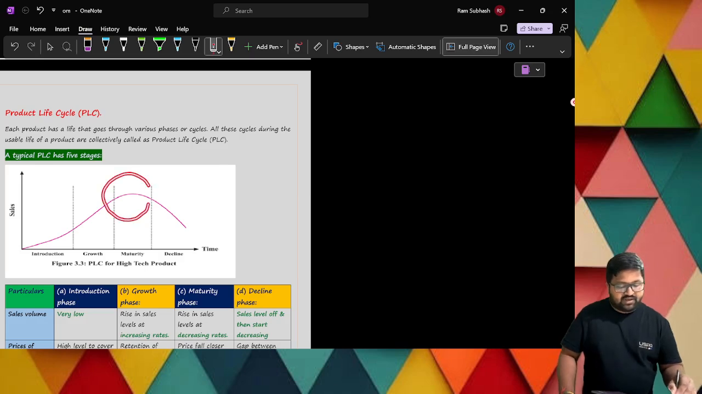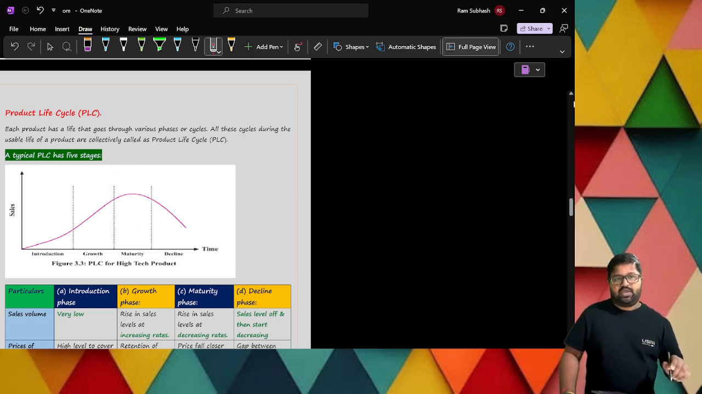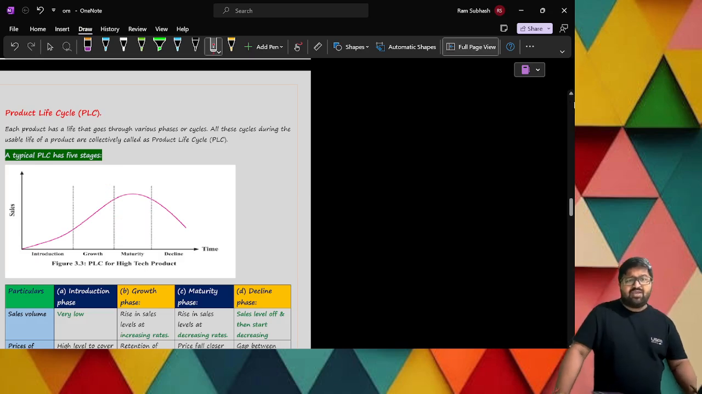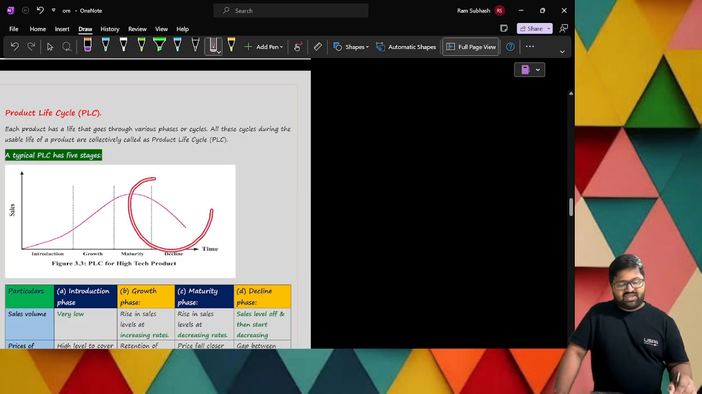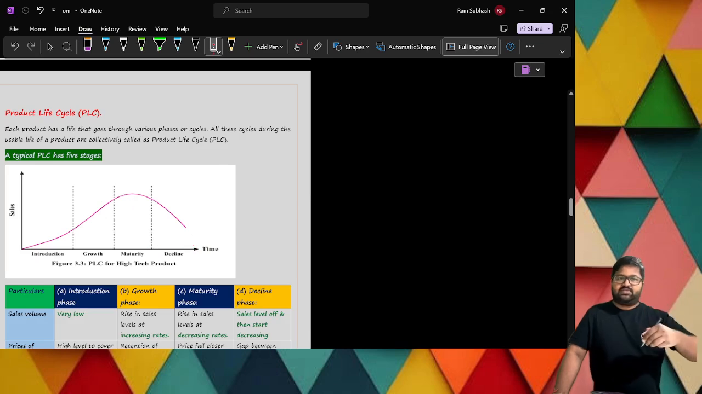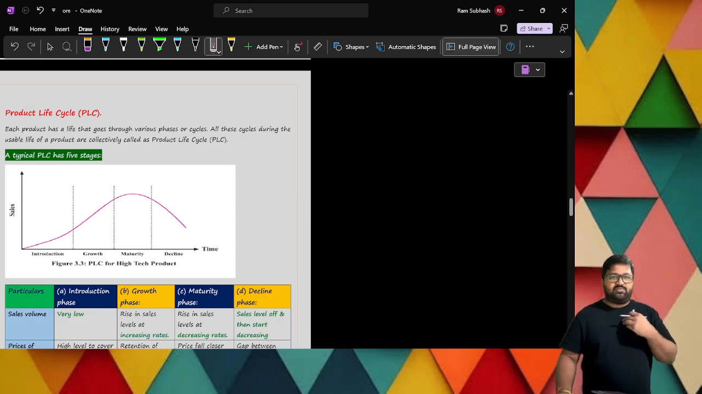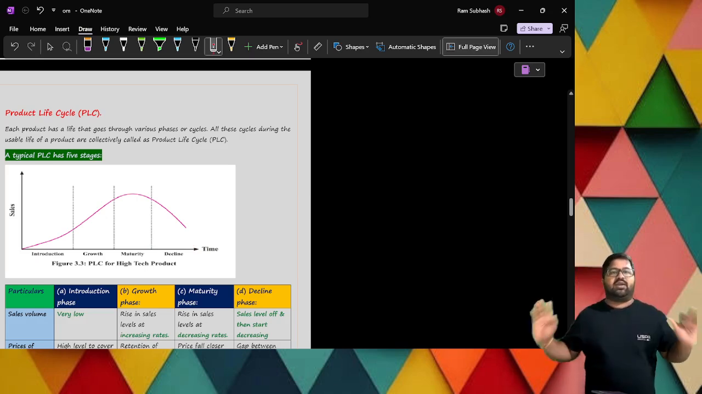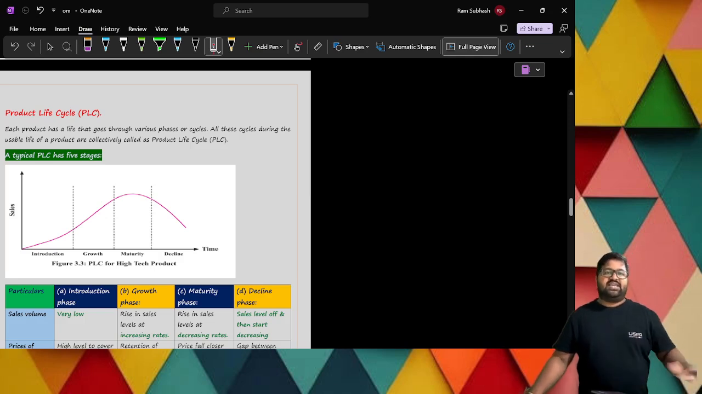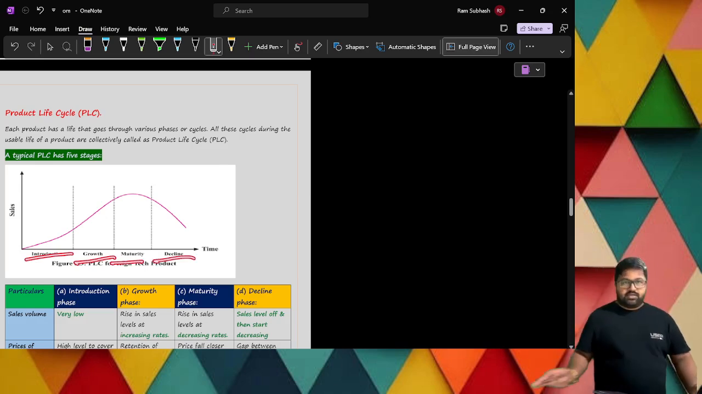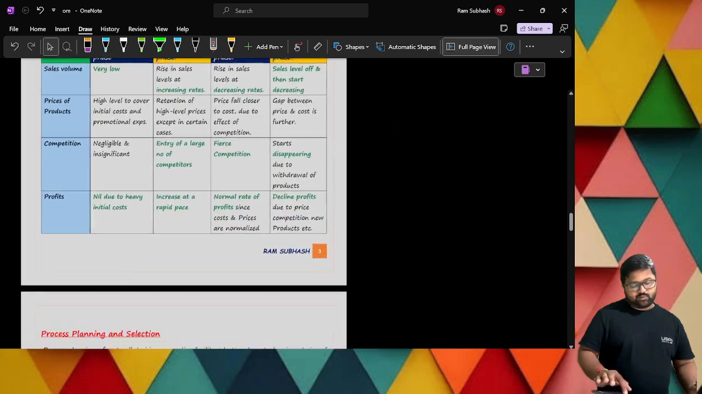Later, the sales will increase but in a decreasing trend, and the competition will be very high. Here the advertisement expense will be reducing. In the last stage, the sales will decrease, and sometimes the manufacturer himself will try to remove the product from the market. So the stages of the product life cycle are introduction, growth, maturity, and decline. I have given some points regarding this; let us see these points now.